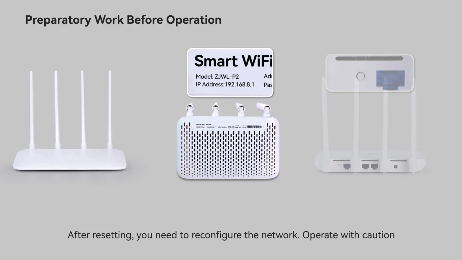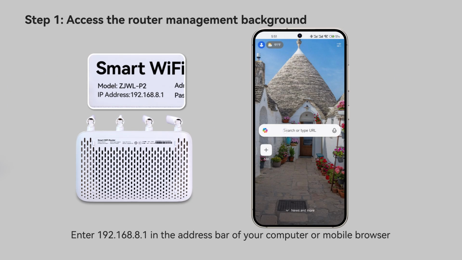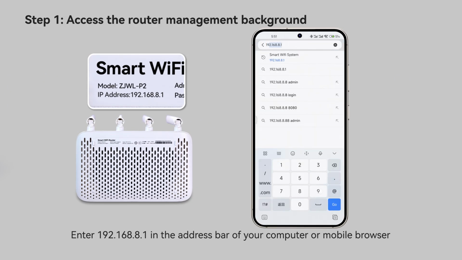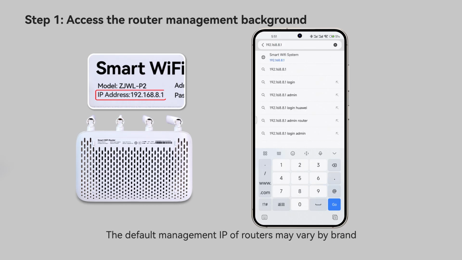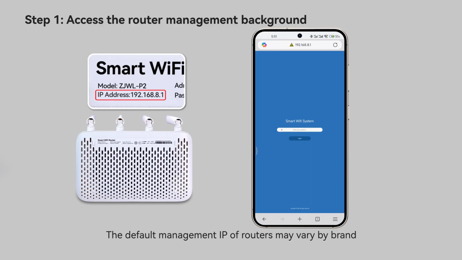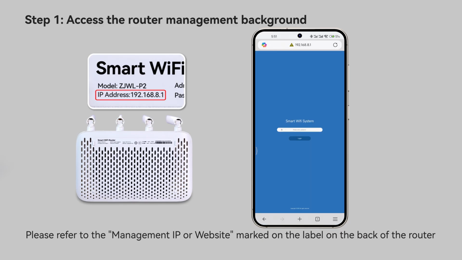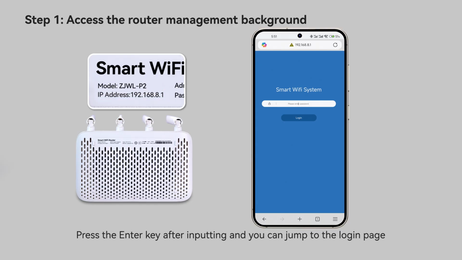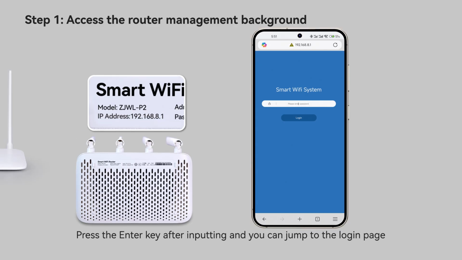Operate with caution. Step 1. Access the router management background. Enter 192.168.8.1 in the address bar of your computer or mobile browser. The default management IP of routers may vary by brand. Please refer to the management IP or website marked on the label on the back of the router. Press the Enter key after inputting, and you can jump to the login page.